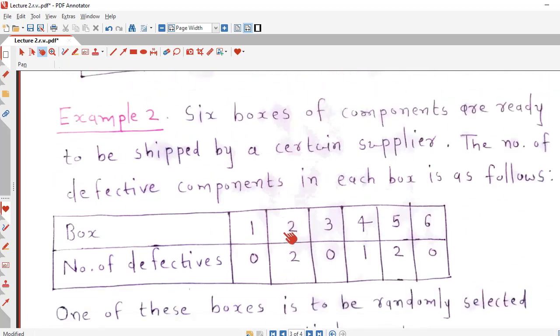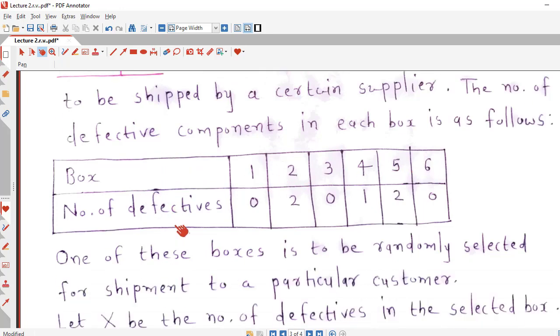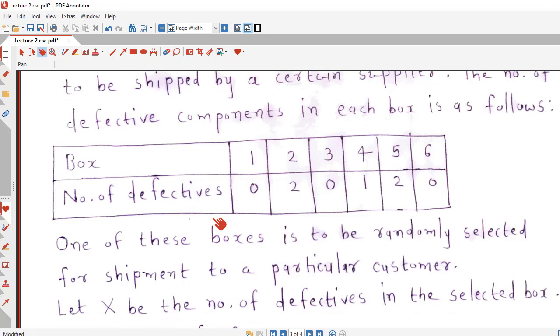So again I repeat, the random experiment is to select one box out of these 6 boxes. So total number of outcomes are 6. Random variable is number of defectives in the selected box, and it is given that maximum number of defectives are 2 in any box and minimum number of defectives are 0.